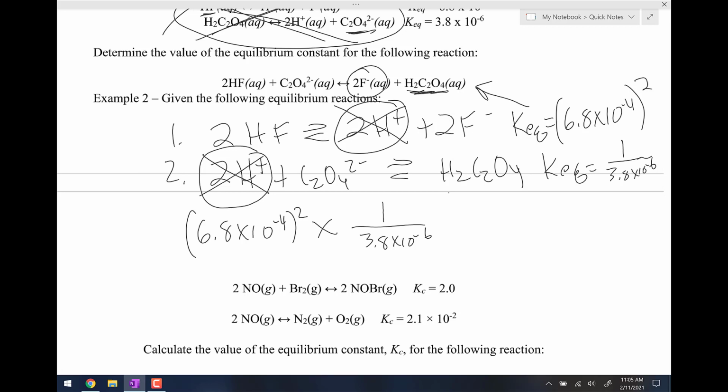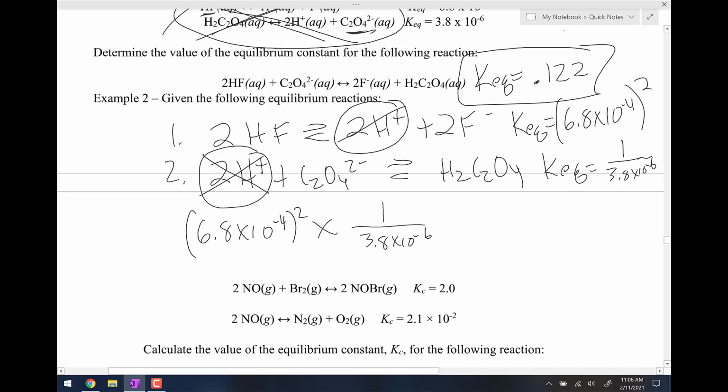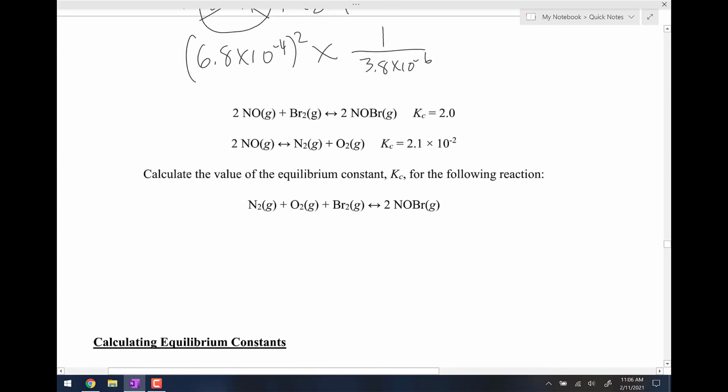So 6.8 times 10 to the minus 4th squared times 1 divided by 3.8 times 10 to the minus 6th equals. So for this equation here, the equilibrium constant, Kc or Keq, equals 0.122. Okay, and if you don't get that, check your math again. Keep doing that until you end up getting the same answer as I do. Okay, let me show you one more.